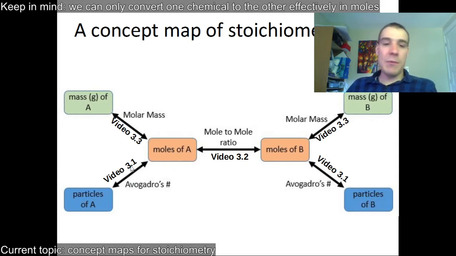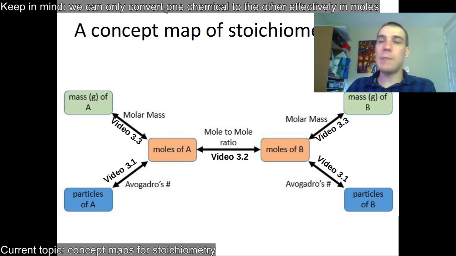So that was video 3.1. Video 3.2, which I said is the most important conversion, was the mole ratio, converting the moles of A to the moles of B in a reaction. That's the most important piece because it connects A to B. We can link A to B.